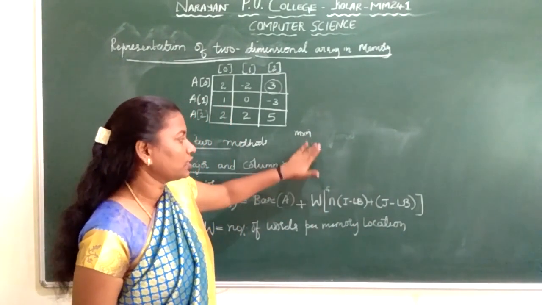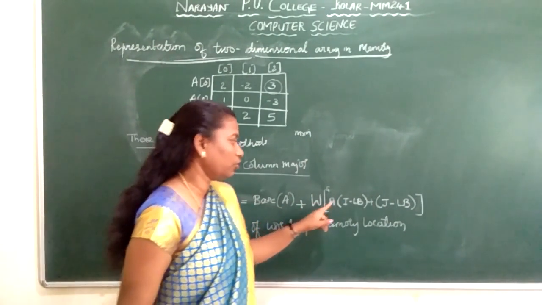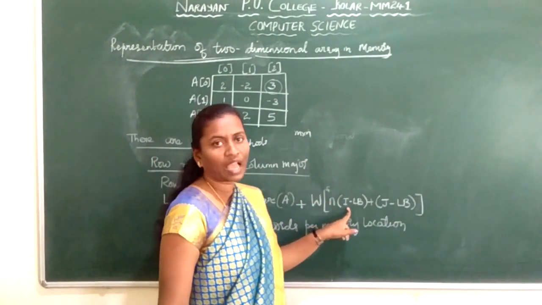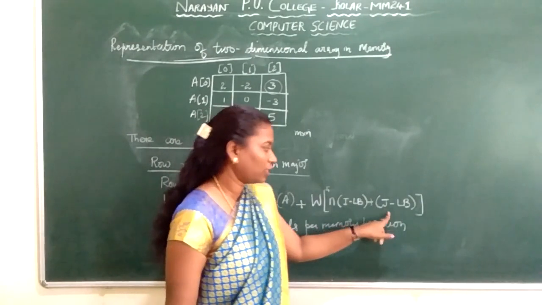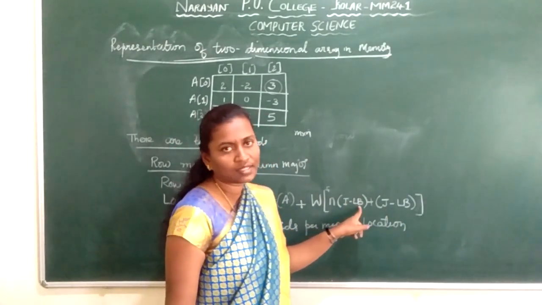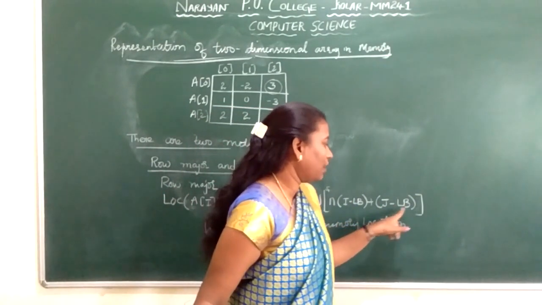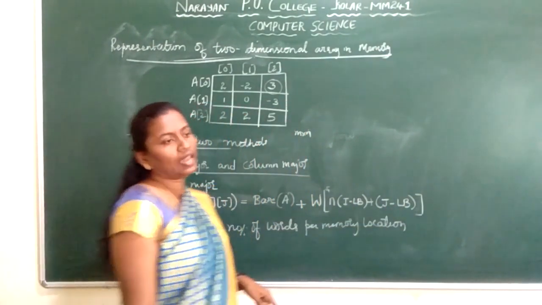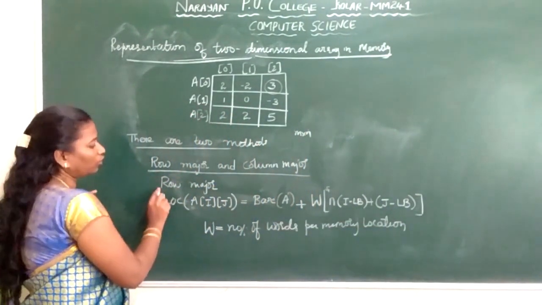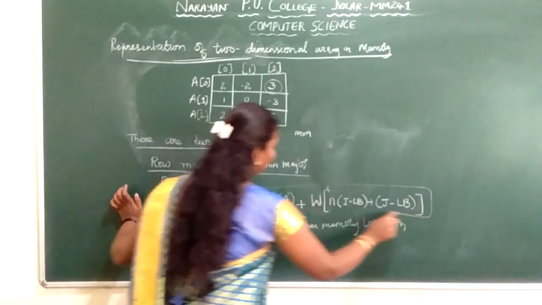Since it's a row major, we have base A plus w, n into I. I stands for ith row, jth column. I minus L, where L stands for lower bound, plus j minus LB. This is the jth column minus LB. So this is the formula to calculate the given location.